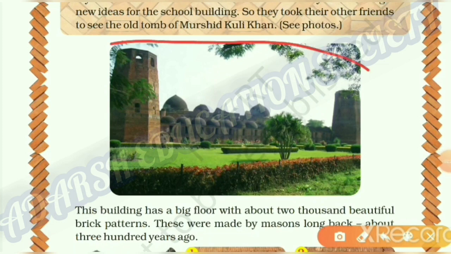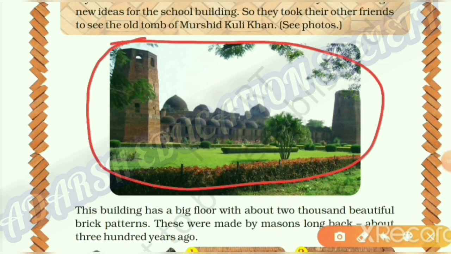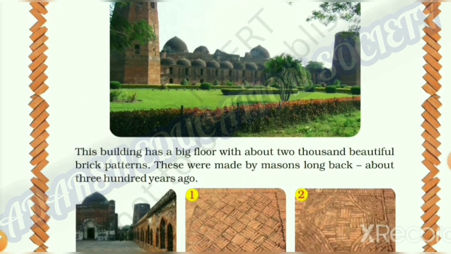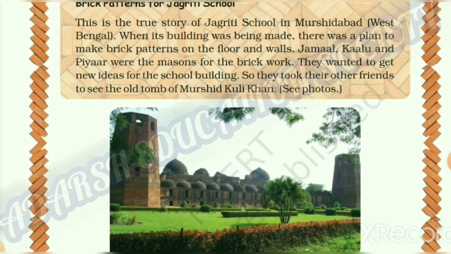Here in this picture we can see the old tomb of Murshid Quli Khan. Now in next paragraph, this building has a big floor with about 2000 beautiful brick patterns. These were made by masons long back, about 300 years ago. First of all, I am explaining these two paragraphs.